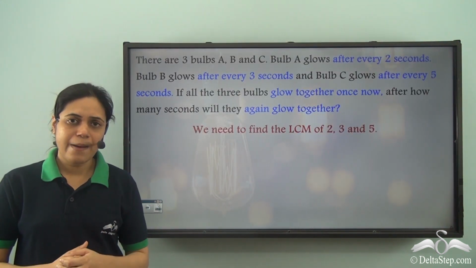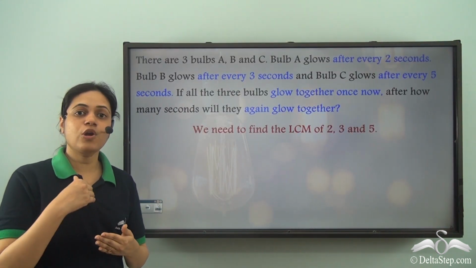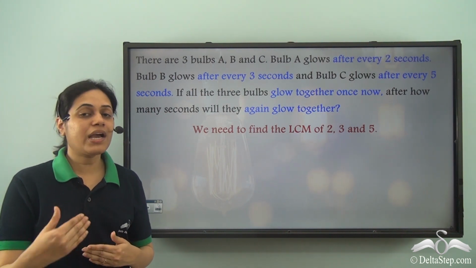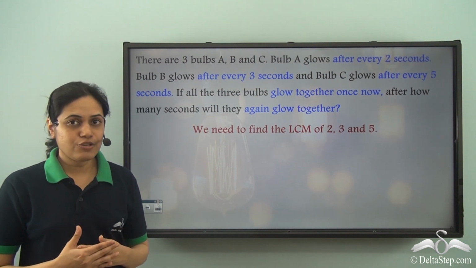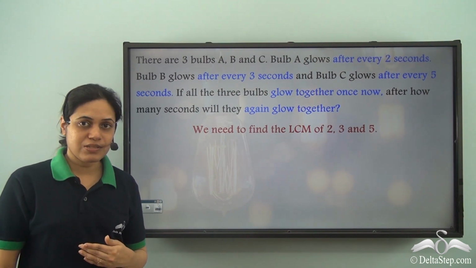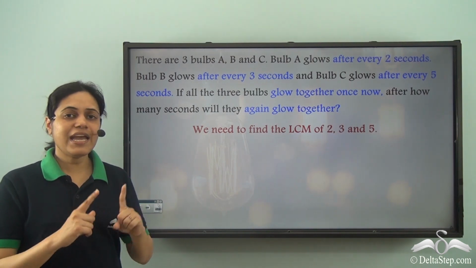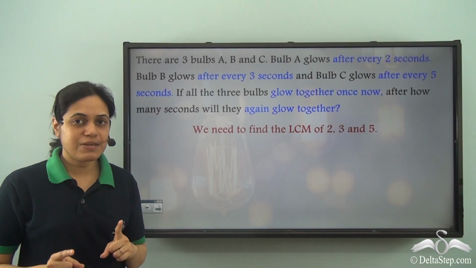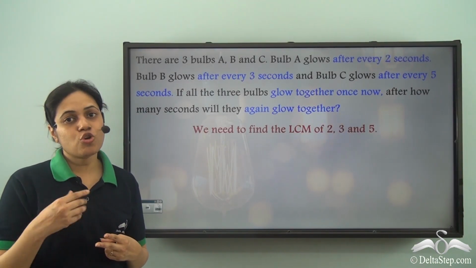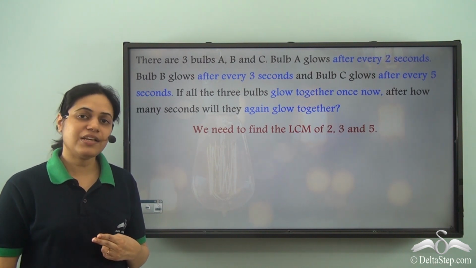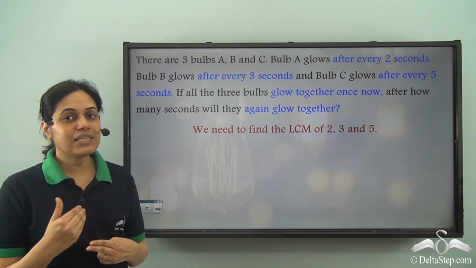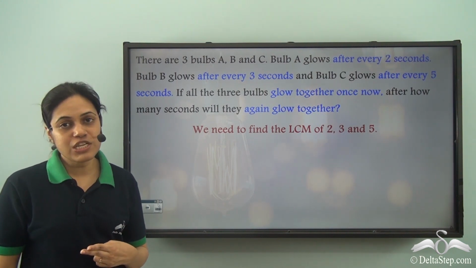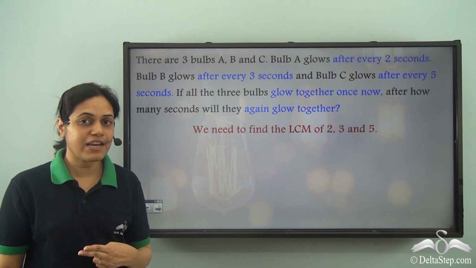So what exactly is happening? Since they are glowing in multiples, we need to find when will they glow again together. So we need to find the common multiples. So we saw that A and B were glowing together at 6 seconds. 6 is a multiple of both 2 and 3. So A and B were glowing together at 6 seconds. B and C were glowing together at 15 seconds because 15 is a multiple of both 3 and 5.